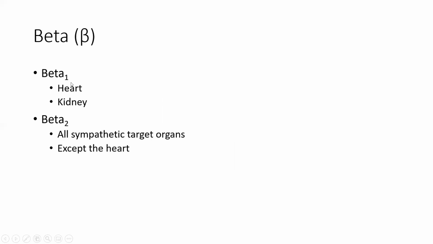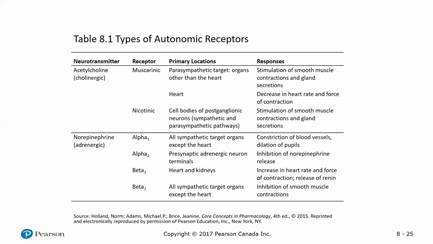Now again, the beta 1, they are always present on heart and kidney. Alpha 1 is not present on heart. Beta 1 is present on heart. Beta 2 is the same as the alpha 1. They are present on all sympathetic target organs except the heart.